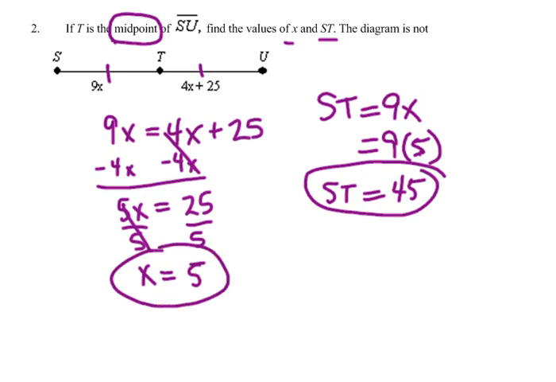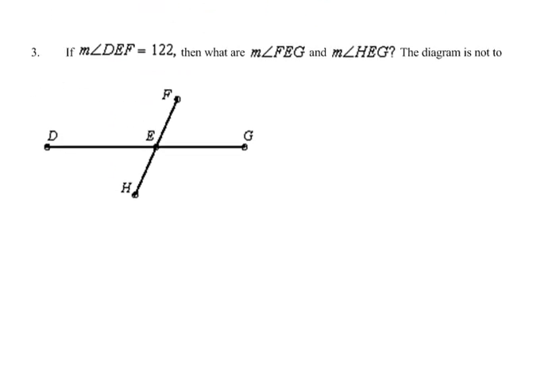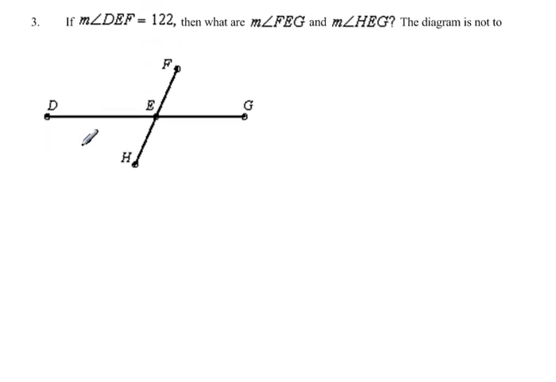Number 3, if the measure of DEF, so we're looking from here, DEF equals 122 degrees. Then what are the measures of angle EFG? So we're looking at EFG. We also want to know the measure of HEG. So those 2 angles.